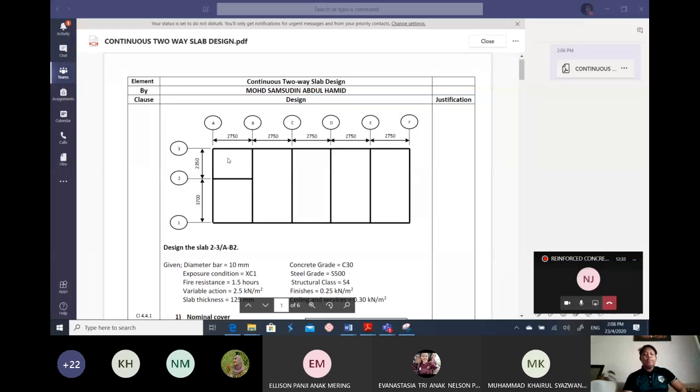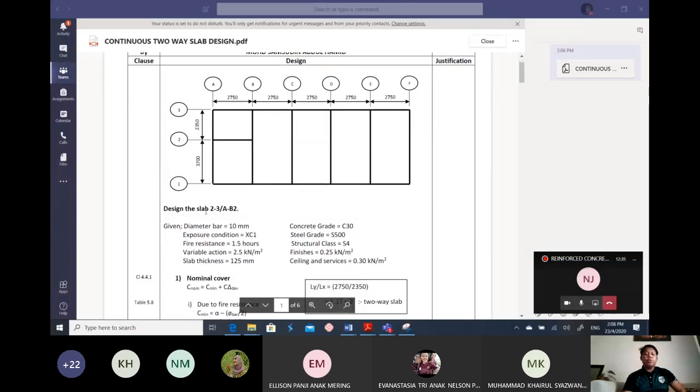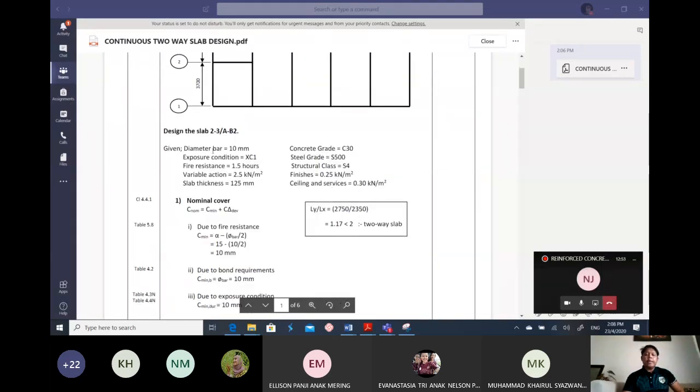Here I'm going to design slab 2 to 3 AB2, where Lx is equal to 3.35 meter and Ly is equal to 2.75 meter. Here are the data given. The diameter of the bar is 10 mm, given in the question. If it is not given, as usual, you have to assume the bar diameter is equal to 10 millimeter.